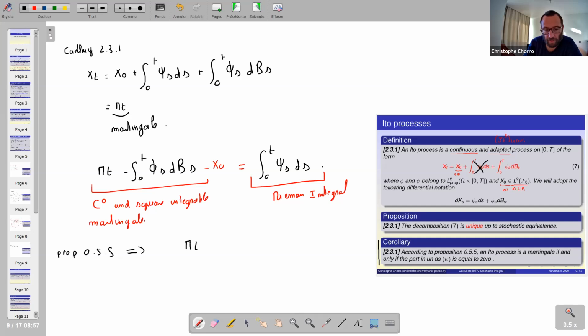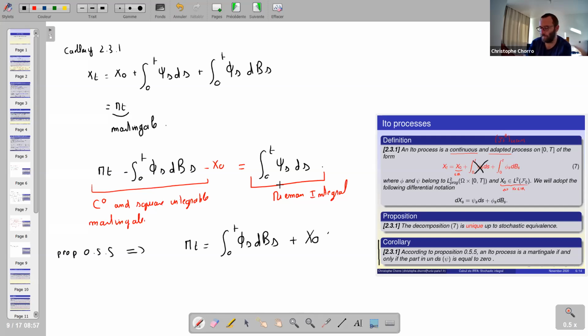That is, M_t equals the integral between 0 and t of phi of s dB_s plus x0, implying that the part in dt is equal to 0. So if you have an Ito process defined this way that is a martingale, a continuous and square integrable martingale, necessarily you know that the part in dt is equal to 0. You don't have a Riemann integral in the Ito decomposition in this case. So you will see that it's something that we are going to use in the final part.